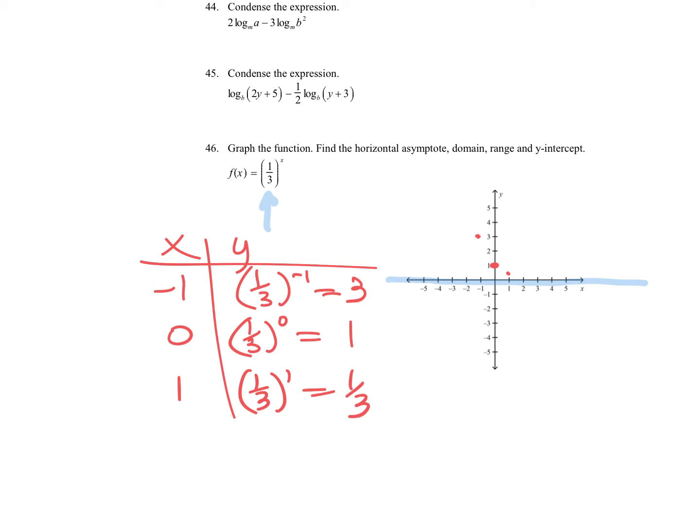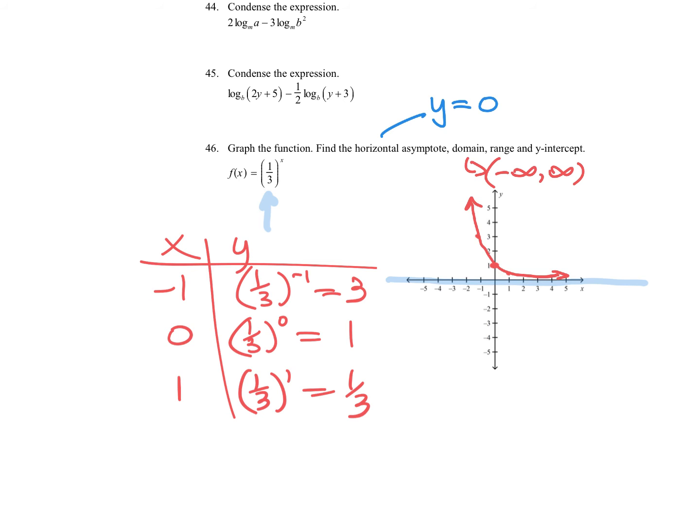So my horizontal asymptote here is going to be, and it's an equation. If you just put a number or something, you're going to get it wrong. So this has a horizontal asymptote of y equals 0. And then if I connect my points, it skims along. The domain here is all real numbers, because this is going to just keep on going.